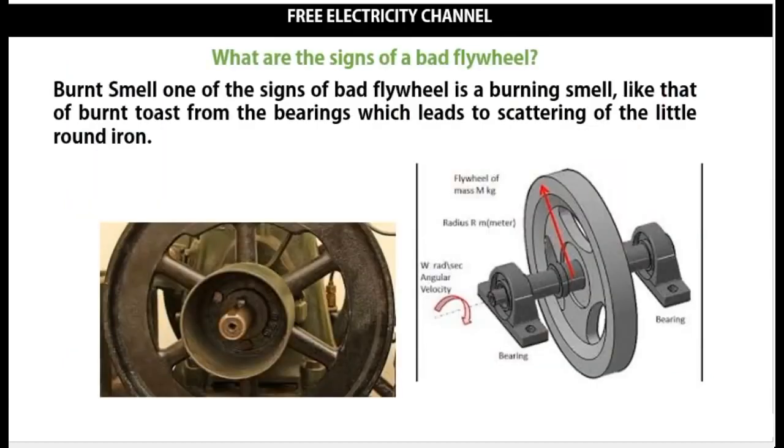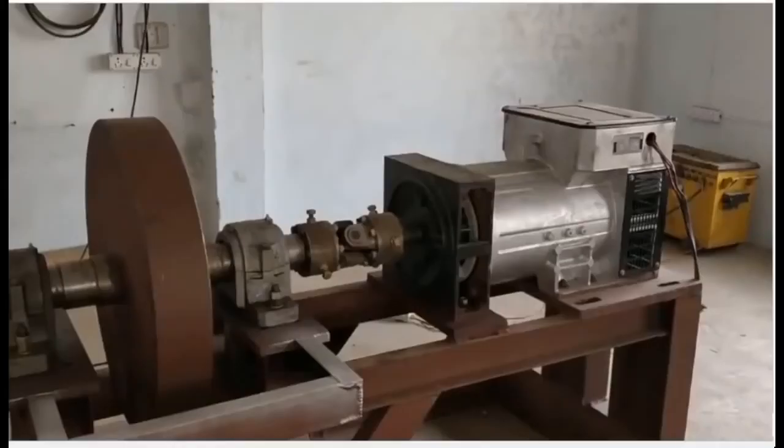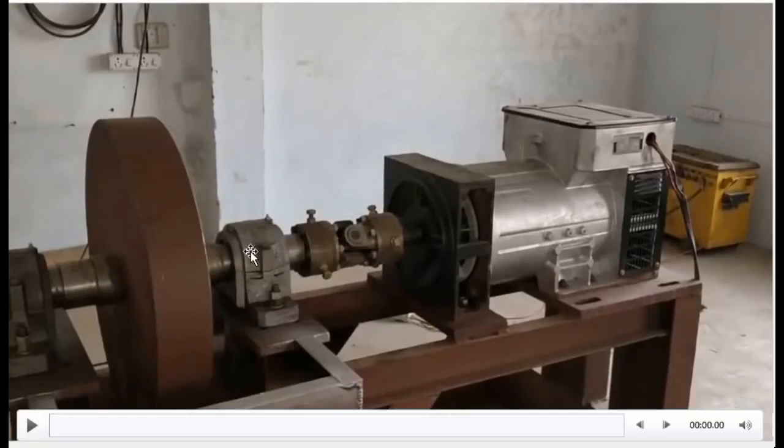Now, how do you know about a faulty flywheel system? There are different signs for you to know when a flywheel is faulty. One, you look at the bearing. This is the bearings. When the bearings crash, the flywheel cannot turn smoothly, because most flywheels fit on bearings. Just like what you see here. There's a bearing here, and there's a rod that connects this flywheel through the bearings to this generator.